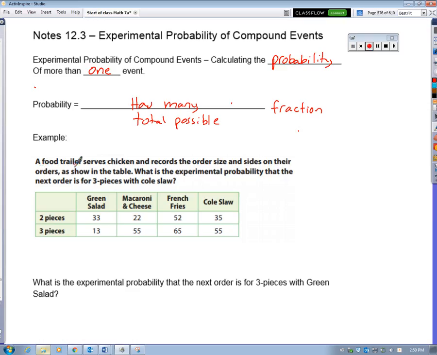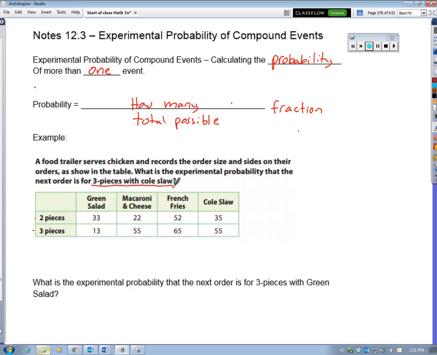A food trailer serves chicken and records the order size and sides on their orders, as shown in the table. So you can order a 2-piece chicken or a 3-piece chicken, and you can get that with green salad, macaroni and cheese, French fries, and coleslaw. Those are the different options the food trailer has. What is the experimental probability that the next order is for 3 pieces with coleslaw?